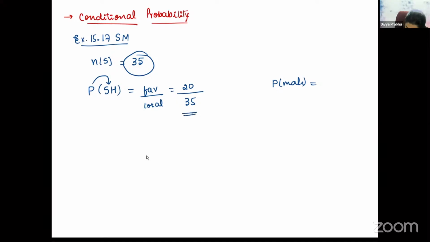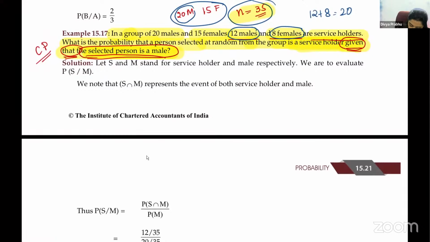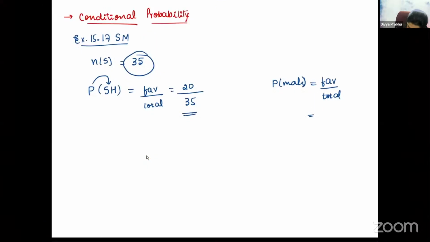Similarly, probability of the person selected to be male. You have to check again favorable by total. How many males are there in the question? You can see 20 males are there, correct? So it is 20 favorable divided by total. This is probability of him being a service holder, probability of the person being a male. Now what is said?